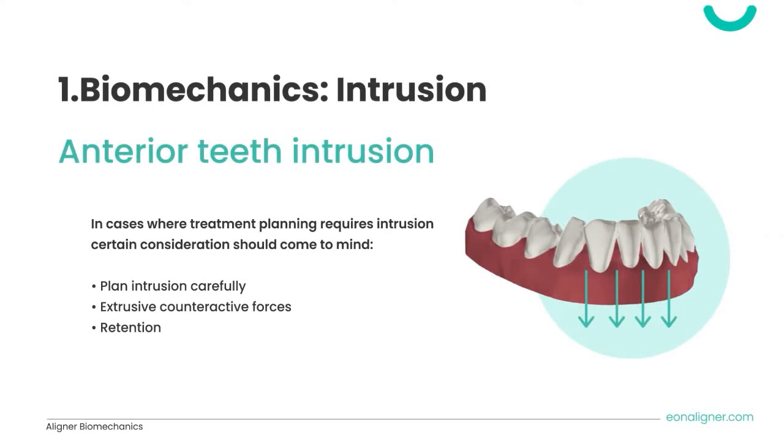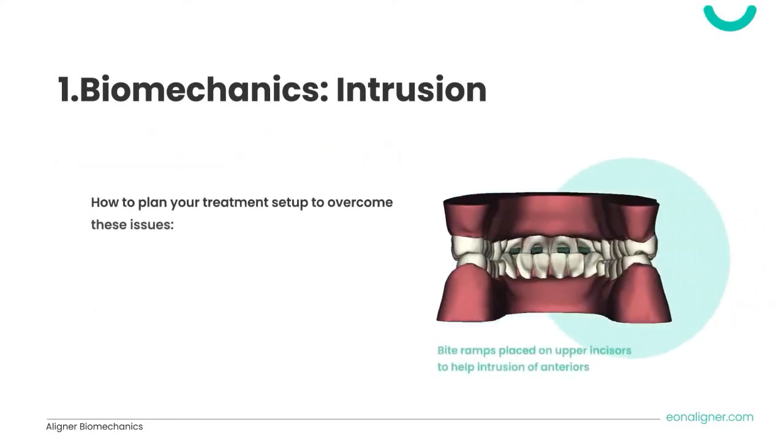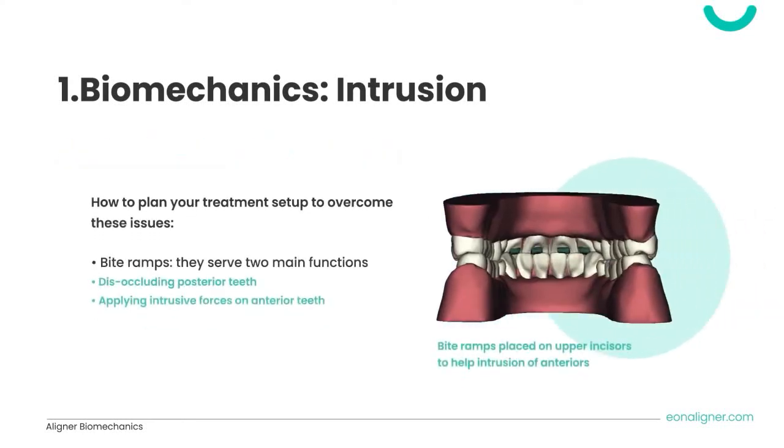Intrusion of anterior teeth is a movement that needs to be planned carefully, taking into consideration that forces need to be applied both lightly and gradually. Intrusion of anterior teeth will exert an extrusive counteractive force on posterior teeth. Retention of the aligner is compromised because of the dislodging forces posteriorly. To overcome these problems, consider planning your treatment setup taking the following 2 points into consideration.